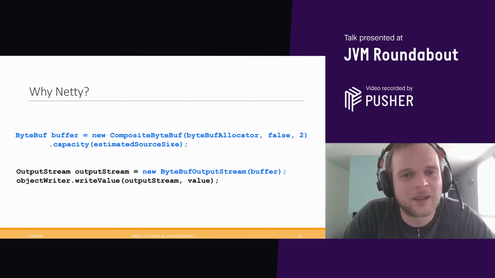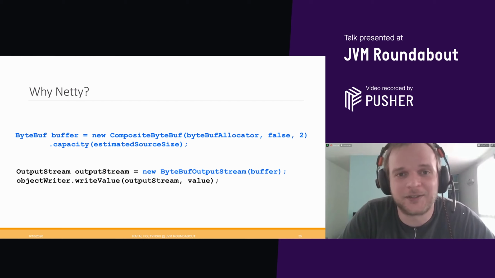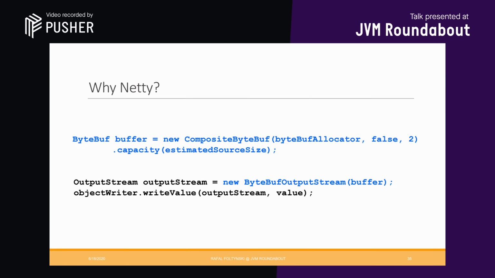So I had a look at Netty, and it turned out that I would probably spend years developing reliable resizable buffers. But Netty had it out of the box. It was called CompositeByteBuf, where you can specify the initial capacity, and once you write into this buffer, it will just allocate more if it needs to. Then the byte buffer can be wrapped in ByteBufOutputStream, passed to the object writer. Job done. Sounds good. So maybe I could pool the byte buffers.